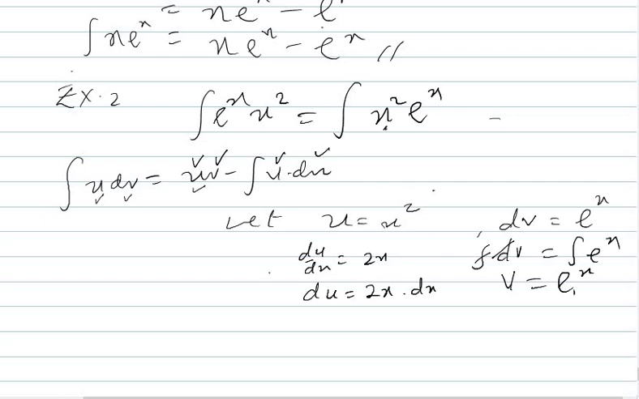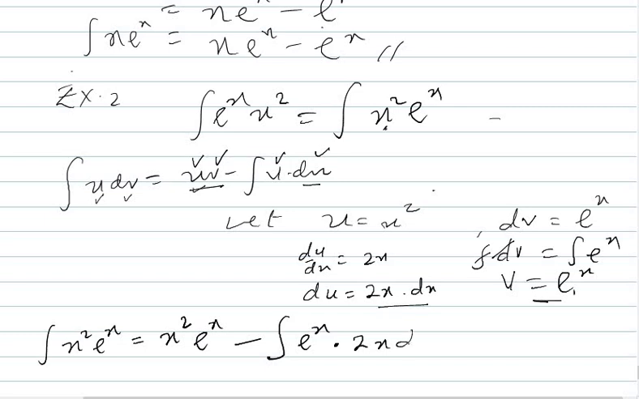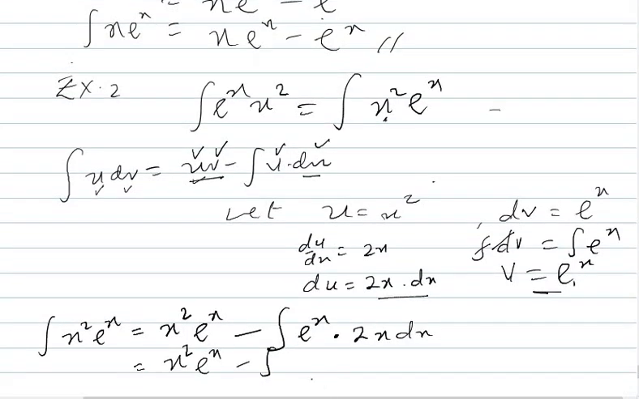Since we have all the parameters, we can put them in our formula. The integral of u dv, where u is x squared and dv is e to the x, is equal to uv, with u as x squared and v as e to the x, minus the integral of v du, with v as e to the x and du as 2x dx. So this becomes x squared e to the x minus the integral of 2x e to the x dx.